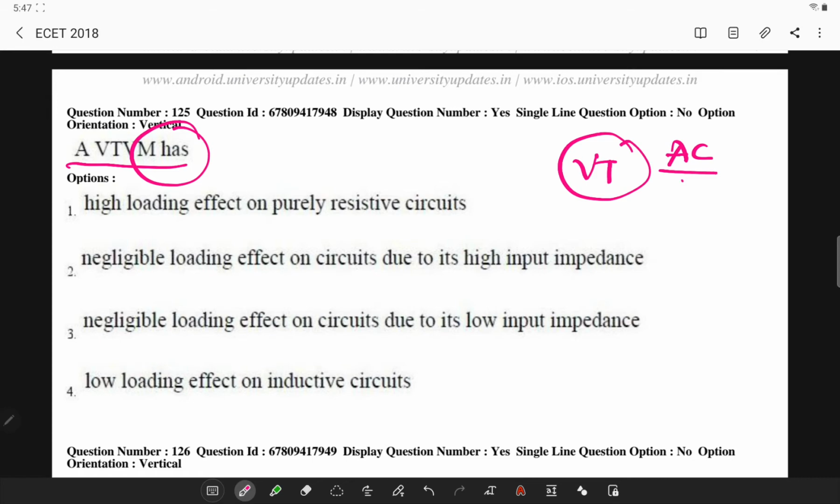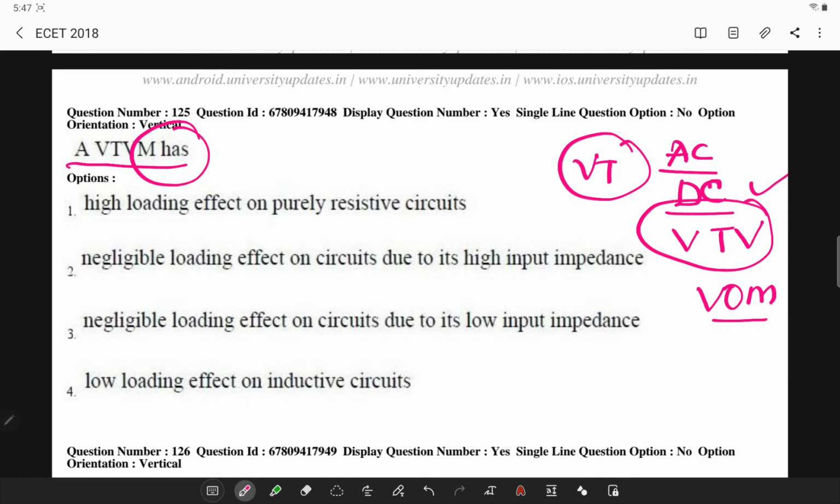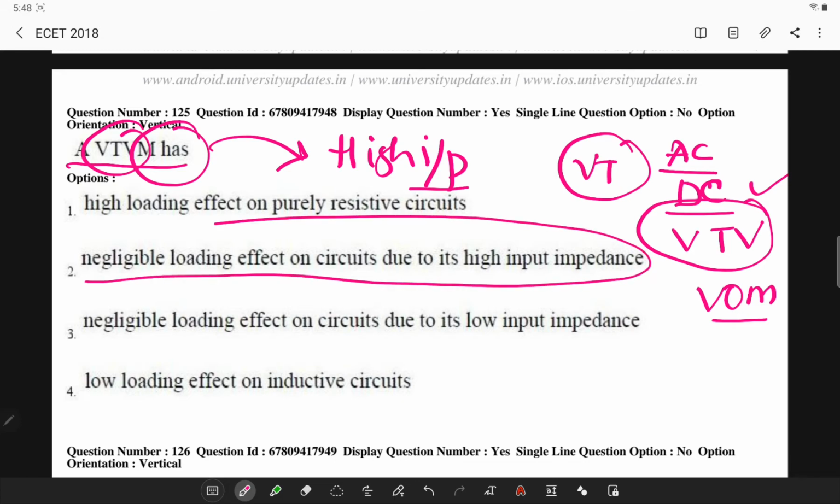Now a VTVM: basically the voltmeter which uses a vacuum tube for amplifying and measuring AC and DC voltages is known as a vacuum tube voltmeter. Remember this. So VTVM differs from the VOM by this. Now observe, VTVM uses a vacuum tube, therefore it has high input impedance because low voltages are involved. So the answer for this is this.